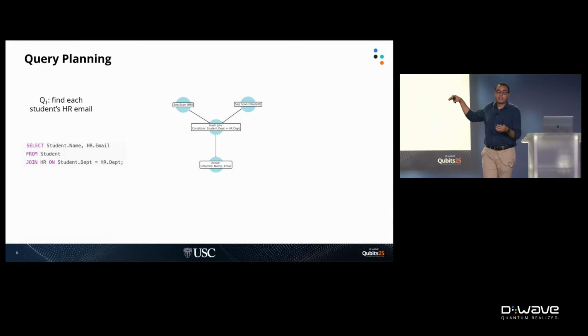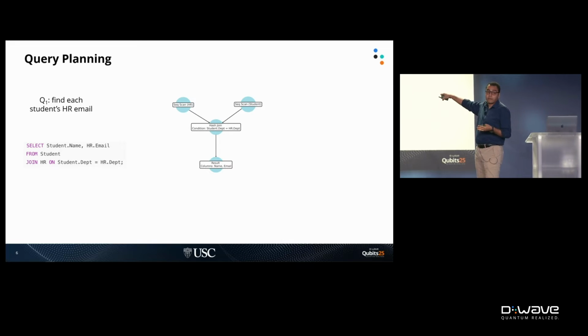And then after that, they collect the results in the final step and then extract only the columns that we are looking for, which is name and email. These are basically the sequence of steps that we have for this join operation.